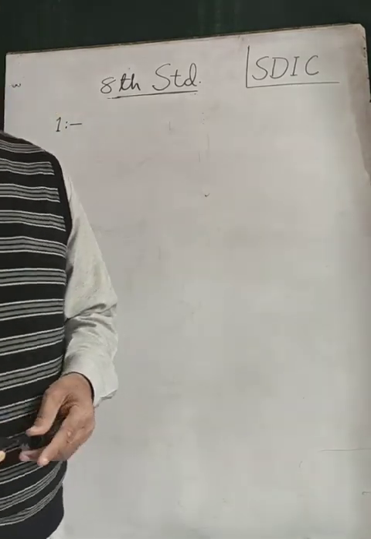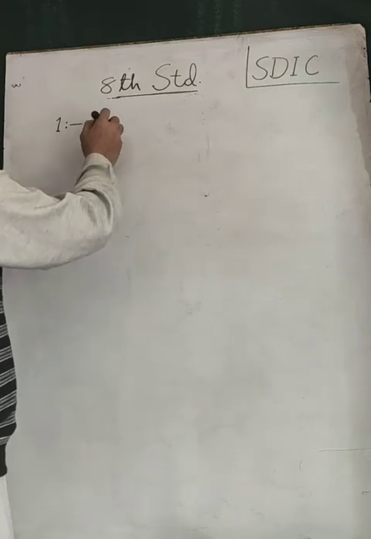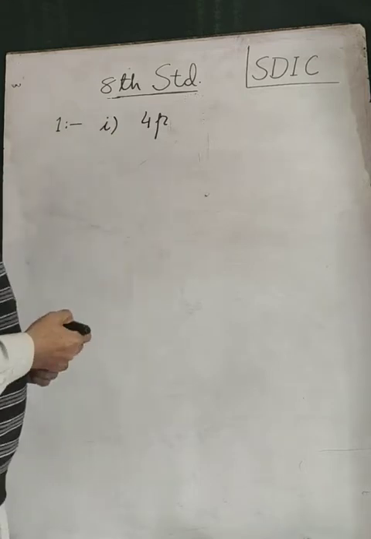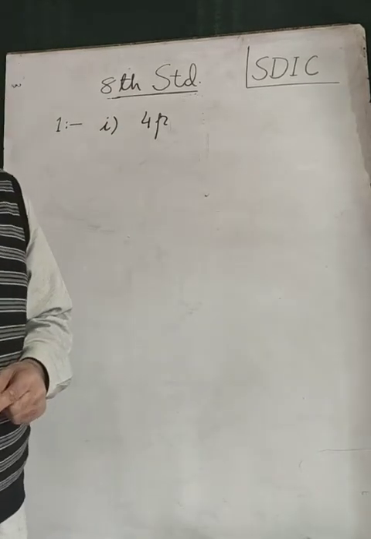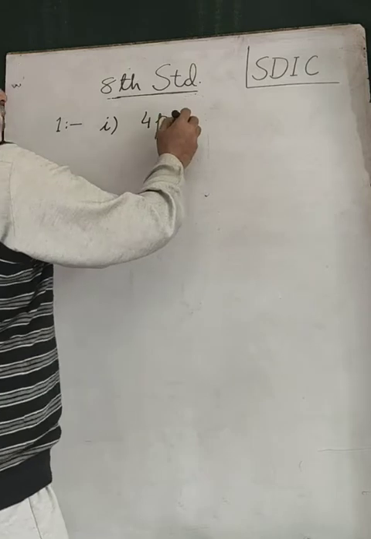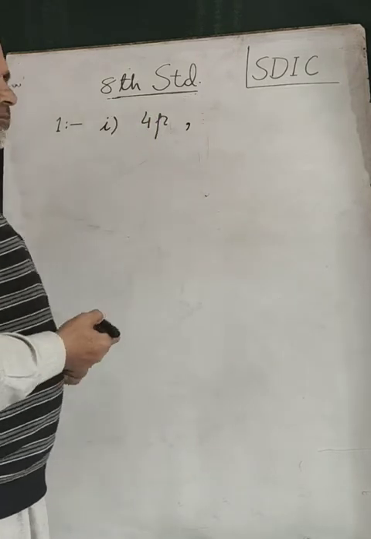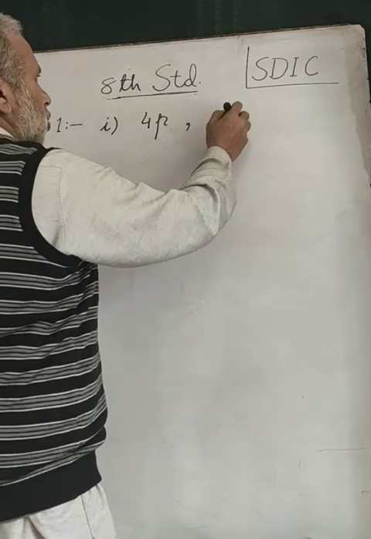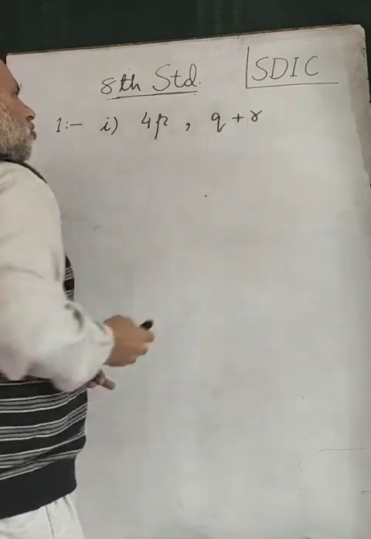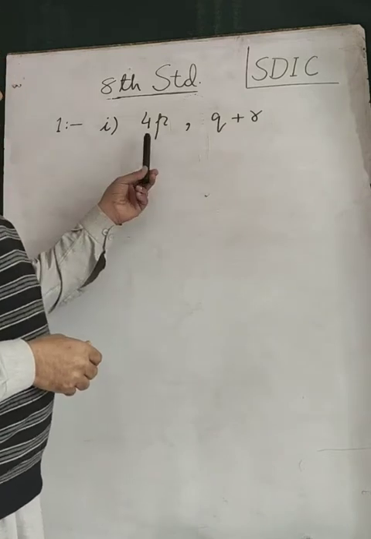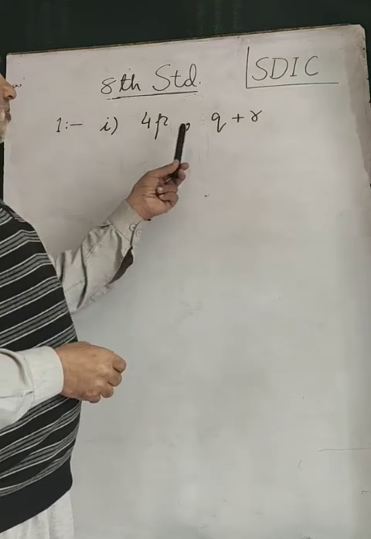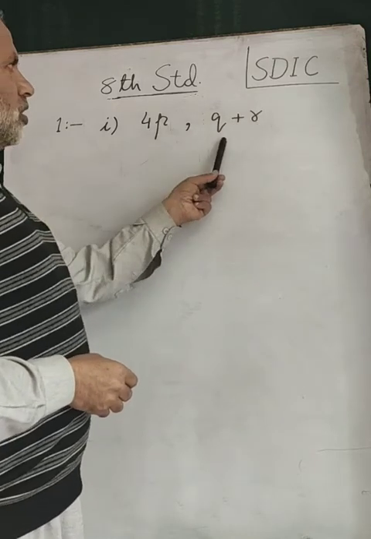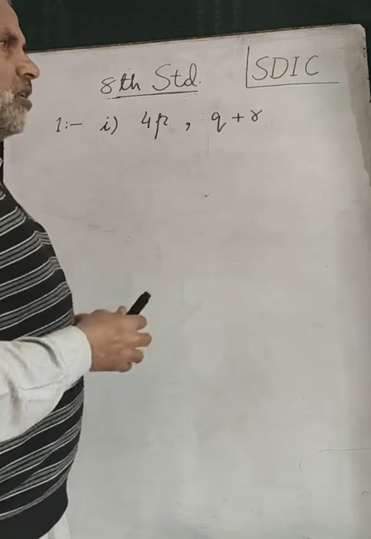The first pair is 4p, the monomial, just one term there, followed by a comma, and then another expression is given, a binomial, q plus r. We have to multiply monomial and binomial here. 4p is a monomial, just one term. q plus r is a binomial, two terms are here. We have to multiply them.